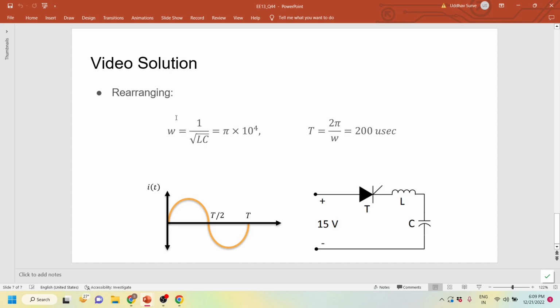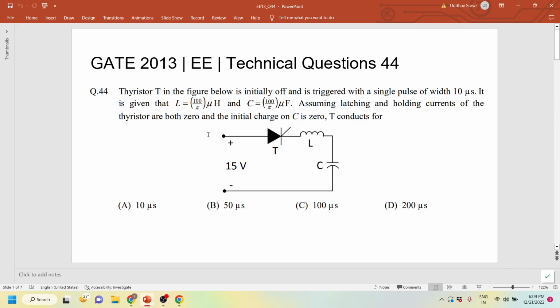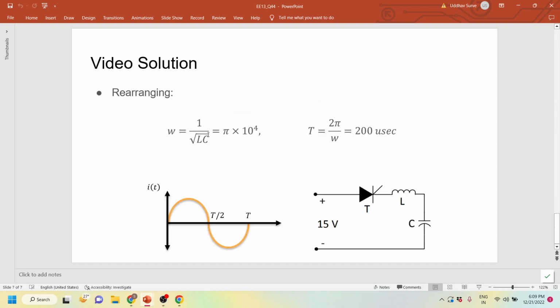Now, omega is equal to 1 by root LC. By substituting the values of L equal to 100 by pi microhenry and C equal to 100 by pi microfarad, we get omega as pi into 10 raised to 4, and T is 2 pi by omega. So we get 200 microseconds as the time period of this sinusoidal signal. And as we know, a thyristor only conducts in the positive current direction. It doesn't conduct in the reverse direction. It is kind of a controlled diode.